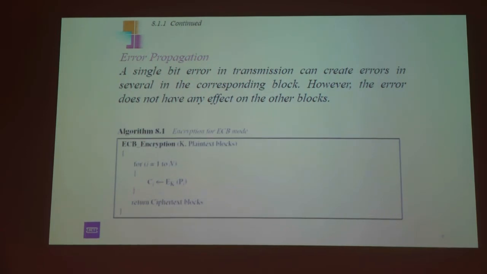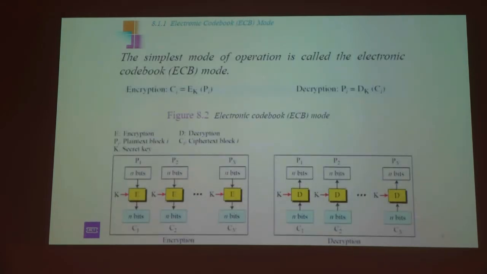How about the error propagation? If there is an error in transmitting, for example, an error in this block, does the error propagate? No, it's like independent work. You have plain text 1, you encrypt it, C1, you send it, and the data gets corrupted. It has nothing to do with other packets, so there's no error propagation.